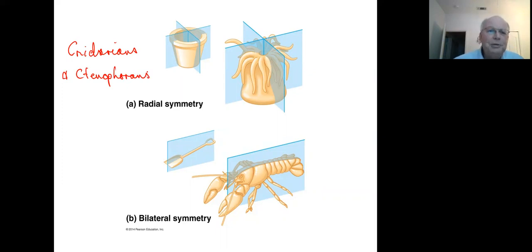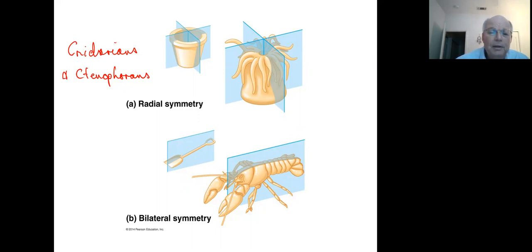Both show radial symmetry, and as you'll see in a few minutes, both also show diploblastic organization during gastrulation. In other words, two layers of germ tissue, ectoderm and endoderm, which remember correlates with radial symmetry.